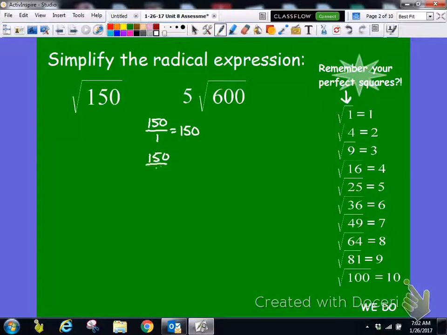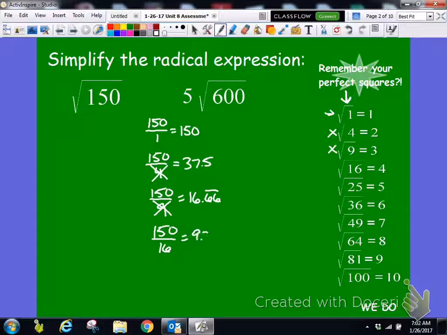150 divided by 4 is going to give me 37.5. I don't want a decimal, so that means 4 doesn't work. Then I go 150 divided by 9. 150 divided by 9 gives me 16.66 repeating. So that won't work. So if you notice, I'm making my way down this side. 1 works. 4 did not. 9 did not. I go to my next term, 16. 150 divided by 16 equals 9.375. Again, that does not work.